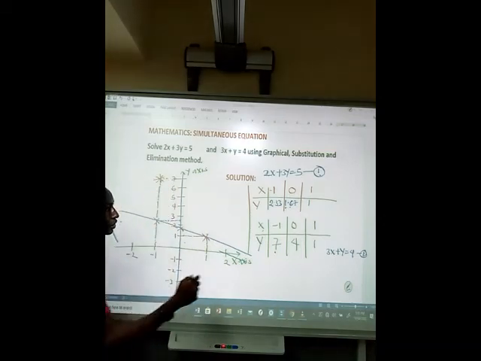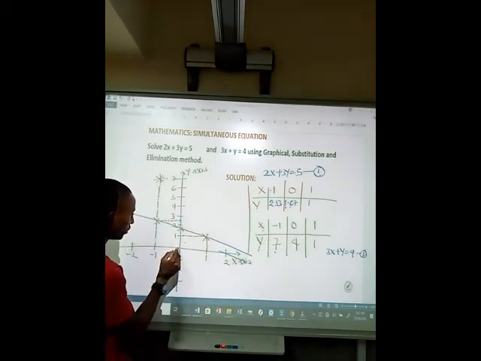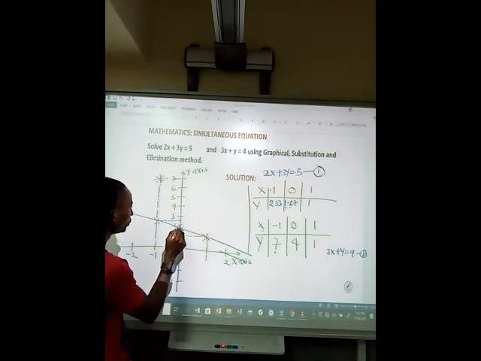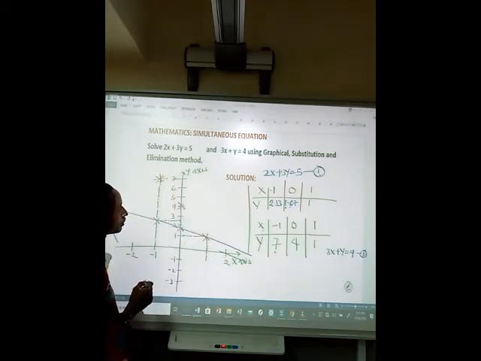I'm done with that. When x is 0, your y is 4. When x is 0, at this point, your y tends to be 4. You come to this point, this is the point. Then you make an asterisk.